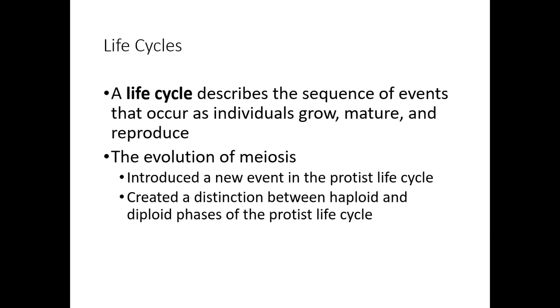Okay, so let's look at some of the life cycles here that protists specifically go through, but we're going to see these life cycles in plants and animals later on as well. So obviously a life cycle is a sequence of events that occur as individuals grow, mature, and ultimately reproduce and repeat the process again. The evolution of meiosis, very important because it introduced a new event in the protist life cycle. It created a distinction between the haploid and diploid phases of protist life cycle.